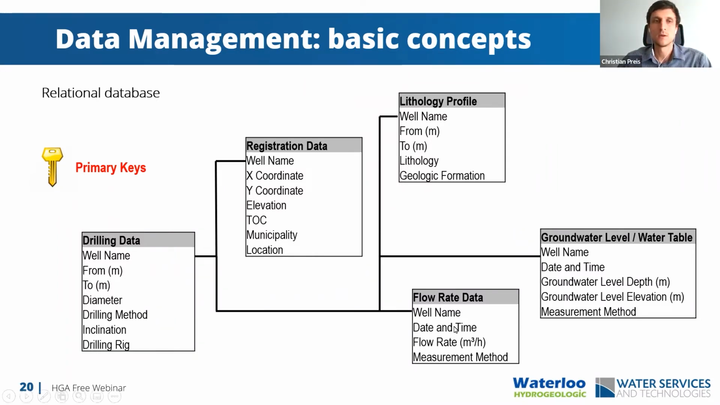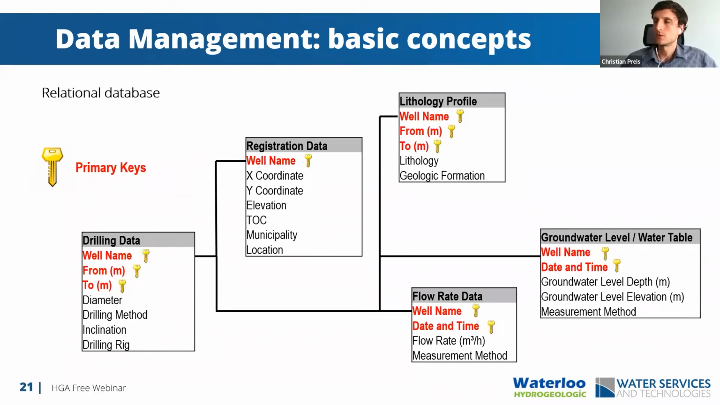So let's say for September 8th at 12 o'clock, I can have only one measurement for this borehole. I cannot have two different measurements for the same date and time. So our primary keys would be well name and date and time. And in this way, the database will know that I cannot have two different pieces of information for the same date and time for the same borehole that I'm studying. So in this example on the screen, I would have these primary keys for the tables that I'm showing.